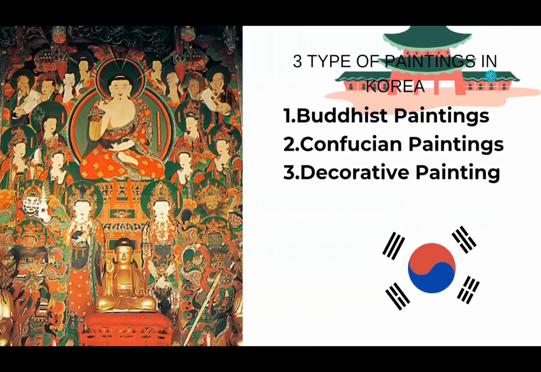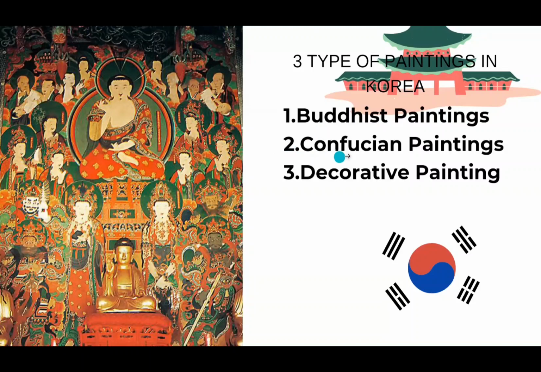Three types of painting in Korea. Number one is Buddhist painting. Goryeo Buddhist paintings and architecture are prominent Korean art forms that are said to have originated in the 13th and 14th centuries, known for their intricate depiction of Buddhist icons, typically in the form of large hanging scrolls. Artists made use of vibrant color and adorned the patterns with gold.